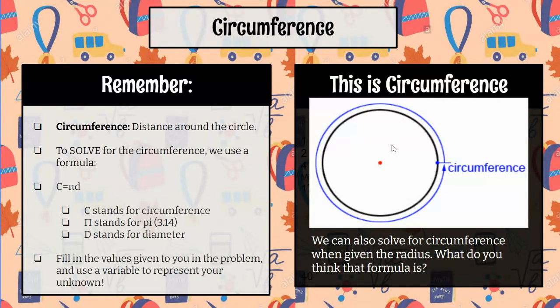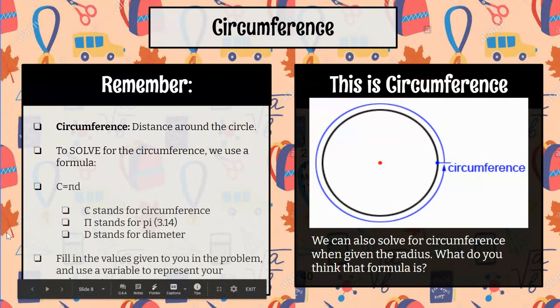It's easy to remember. The formula, well, one of the formulas actually, the formula for finding circumference is pi times diameter. C equals pi times diameter. C equals pi times diameter. Remember that, memorize it, keep it in your head. So C stands for circumference, pi stands for pi, but remember we use 3.14, so in your calculator you would type in 3.14, and then D stands for diameter.